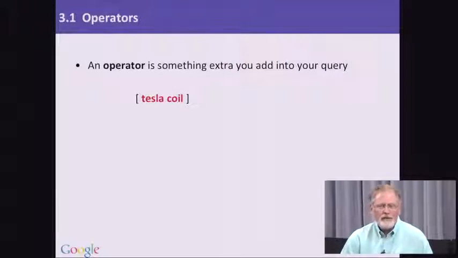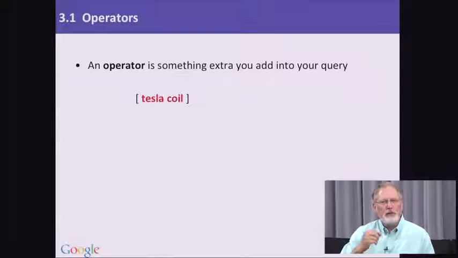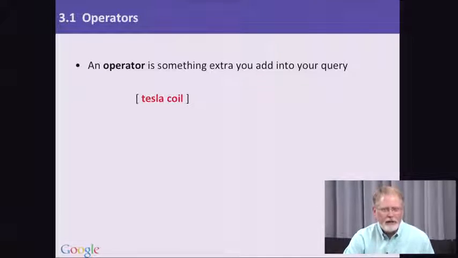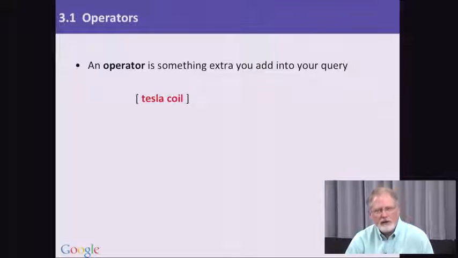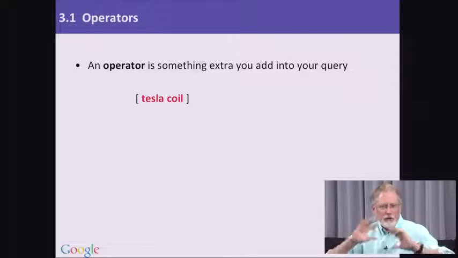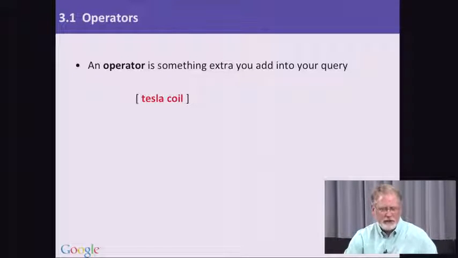So an operator is this word I've been using. Now what does it really mean? It's a simple idea actually. An operator is something you stick into the query that signals that you want Google to do something special with the results that come back. For example, if we do a query for Tesla coil, which we saw earlier, you get back a bunch of results about Tesla coils and Nikola Tesla and so on.